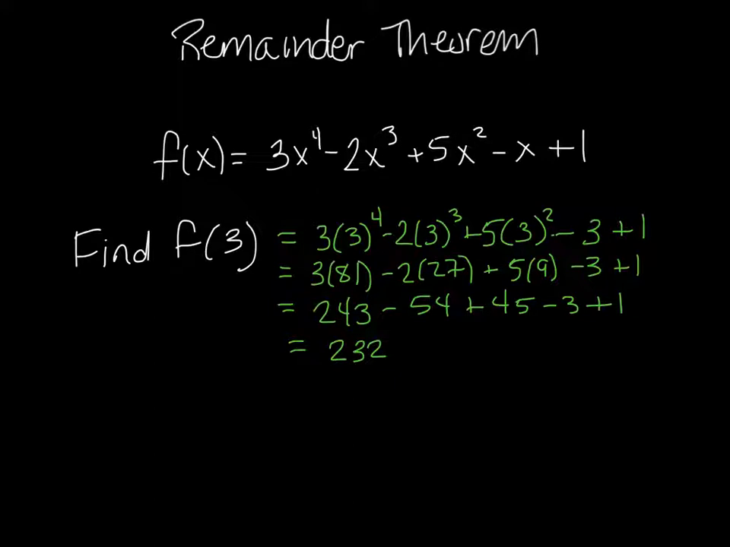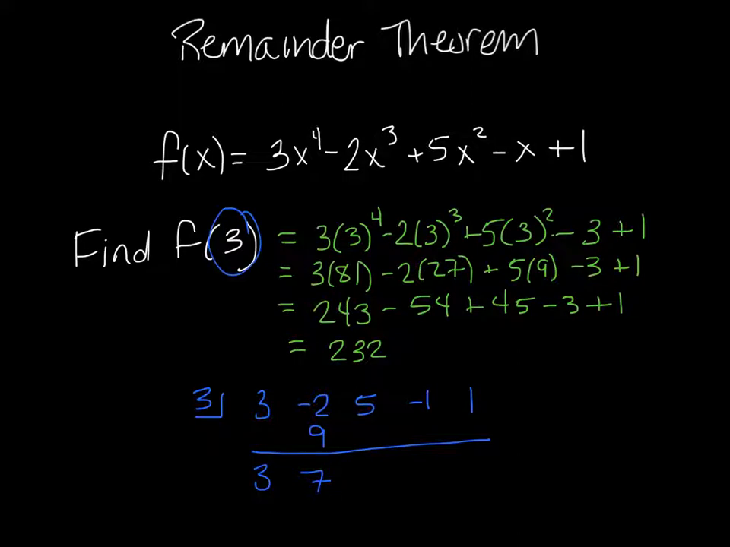What if I did synthetic division and I said, okay, here I have 3, negative 2, I'm writing down the coefficients. Okay, and then in the box, I put that number that I had in the bubble, 3. So then I do go through the math. 3 times 3 is 9. Add those together, I get 7. 3 times 7 is 21. Add those together, 26. 3 times 26 is 78. Add those together, I get 77. 3 times 77 is 231. Add those together, I get 232.